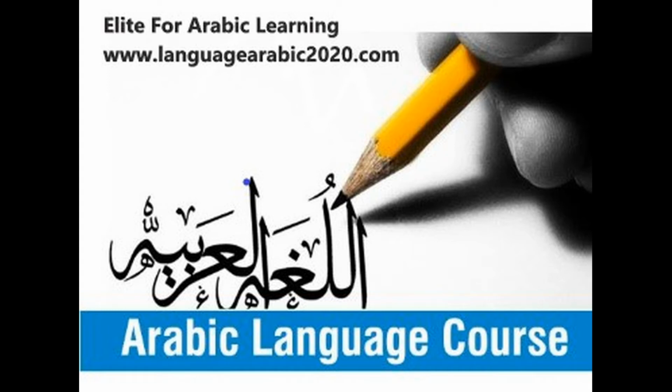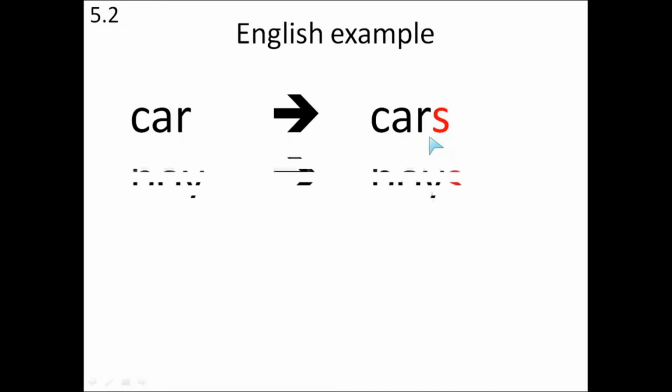In this video, we're going to talk about the different types of plurals that are available in Arabic. I'd just like to start off with an example in English. If we have the word car, it becomes the word cars. All we did was add an S. If we had the word boy, we just add an S to make boys.